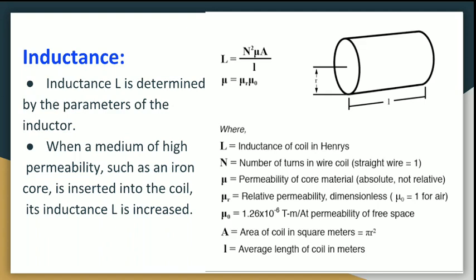When a medium of high permeability such as an iron core is inserted into the coil, its inductance L is increased.